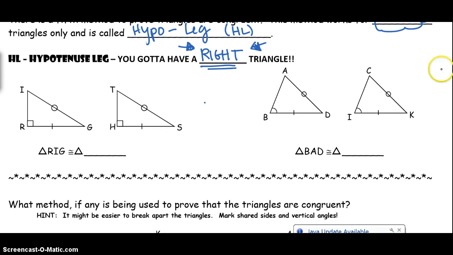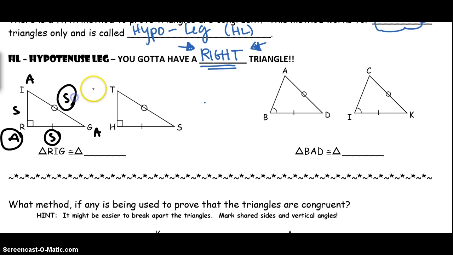So down here, see these 2 triangles here? Let's go ahead and label them like I've said in class we should do. So we should write an A next to every angle, and we should write an S next to every side. And then we should circle the ones that are actually marked in the picture.